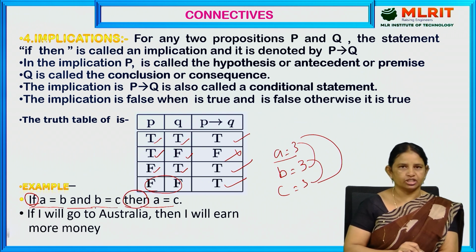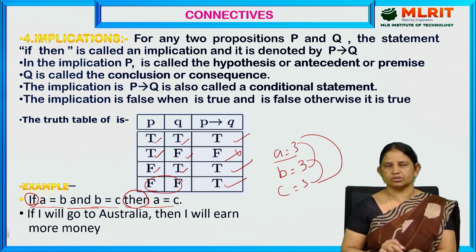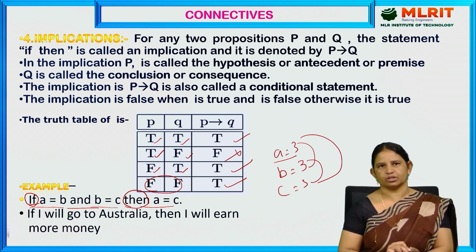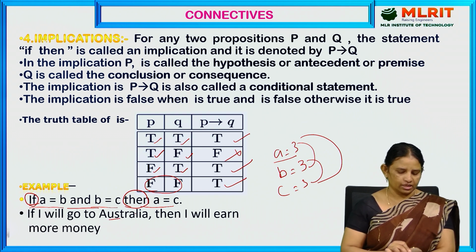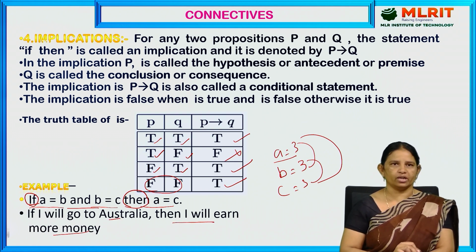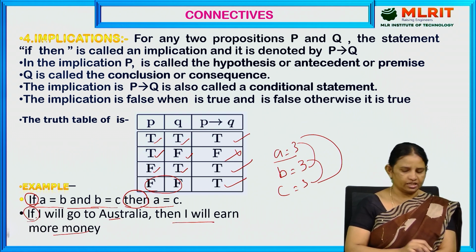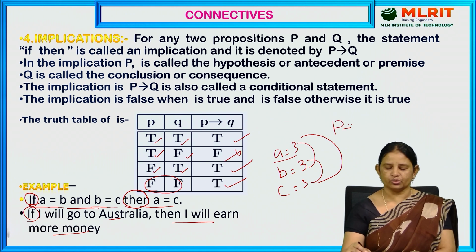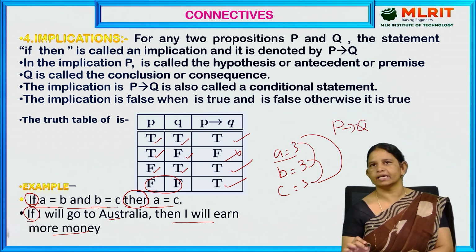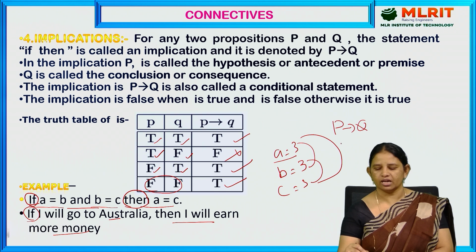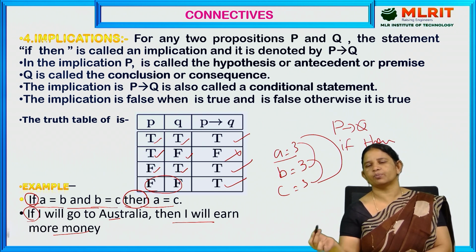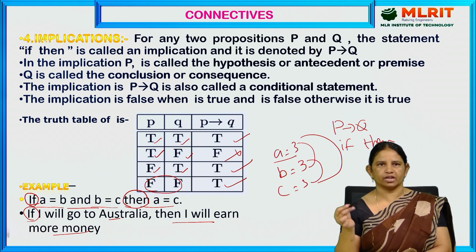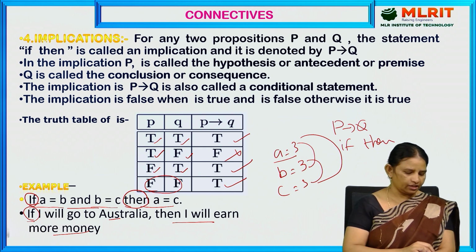If the condition is true, then it returns true. For example, if I go to Australia, then I will earn more money. So we can use the conditional statement P implies Q. What is the corresponding English statement for the implication? If-then. If the condition is true, then it becomes true, or it is false. We can write the statement like that, if-then.